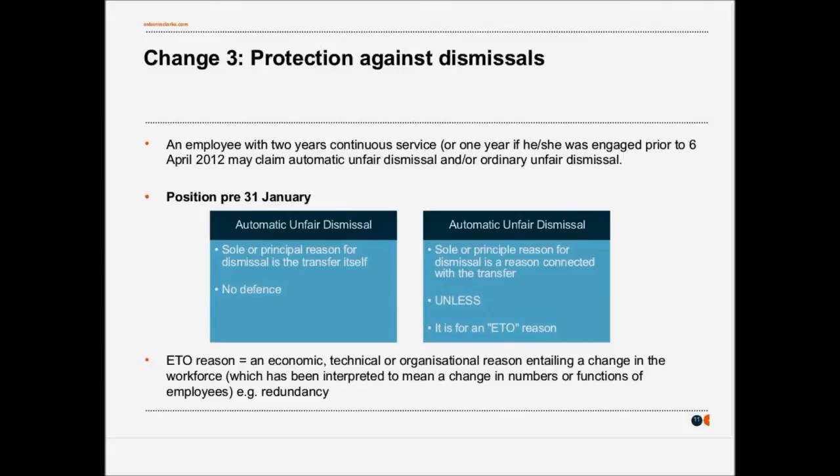I mentioned earlier that the TUPE regulations provide for protection against the dismissal of employees on a TUPE transfer. The basic rule is that an employee with 2 years continuous service, or 1 year if they were employed prior to the 6th of April 2012, may claim automatic unfair dismissal and/or ordinary unfair dismissal, dependent on the circumstances.